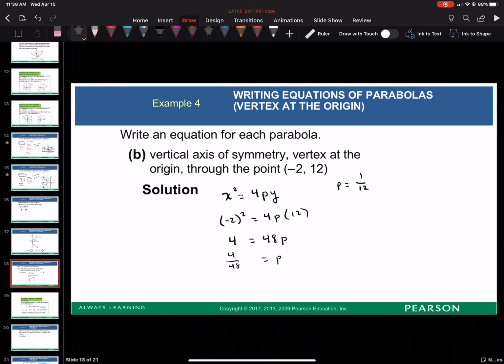All right? So we found what p is. Now we can go back and say we got x squared is equal to 4 times 1 over 12 times y. All right? And let me rewrite that real quick so it looks just like it needs to. So 1 over 12. All right, so we got x squared is equal to 1/3 times y.